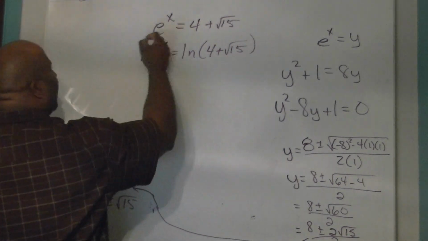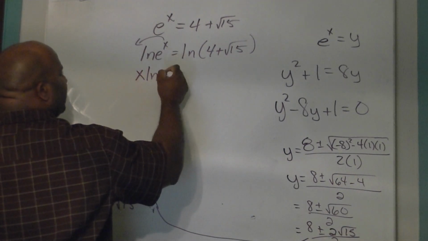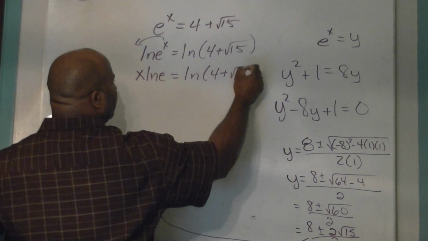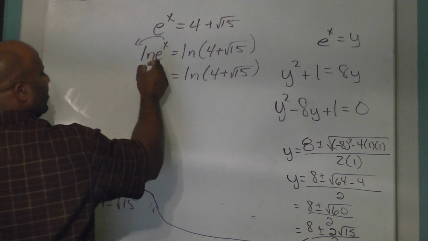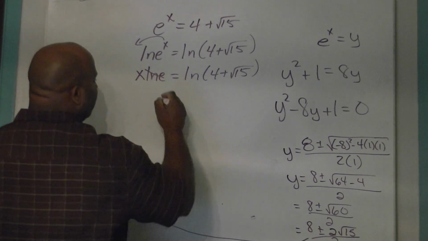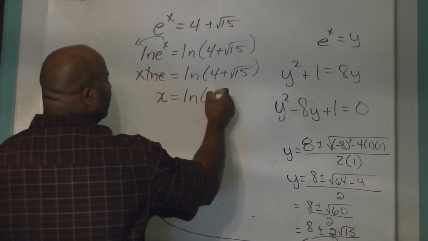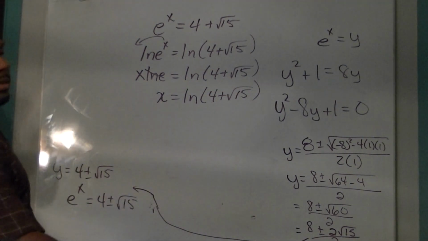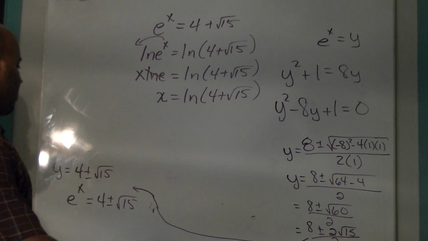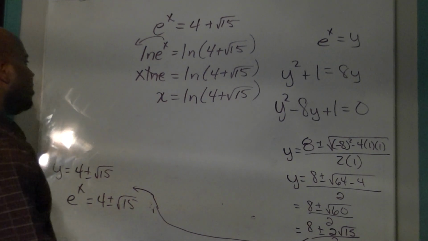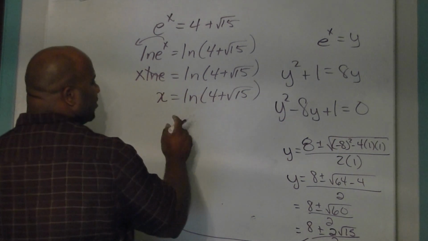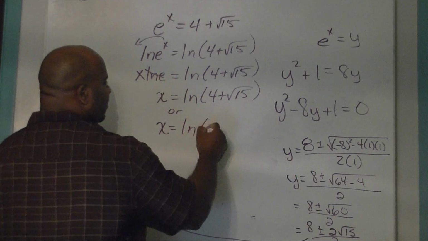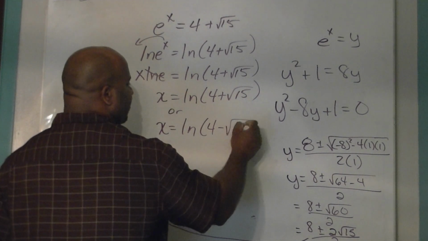Okay, and then move that x out front. x ln e equals ln 4 plus square root of 15. And then this cancels out because ln of e is 1. So x is equal to ln 4 plus square root of 15. Okay. I know, it is crazy. And then we have to do the same thing for minus. But we know when we get down to it, our answer is going to be the same. So it's going to be, or x equals ln 4 minus square root of 15.